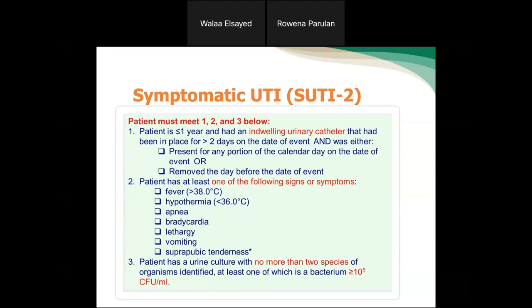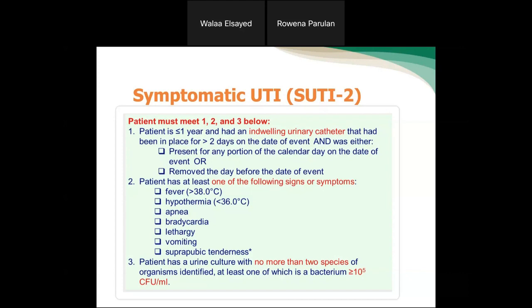All right. Now, the first criterion: the patient is less than 1 year old and has a catheter in place for more than 2 calendar days. Same is the rule. The catheter is present for more than 2 calendar days on the date of event, or it was removed on the date of event or the day before. Second is the symptoms: fever, more than 38, or hypothermia, less than 36. Apnea, bradycardia, lethargy, vomiting, and suprapubic tenderness. Suprapubic tenderness counts only when the catheter was not there.